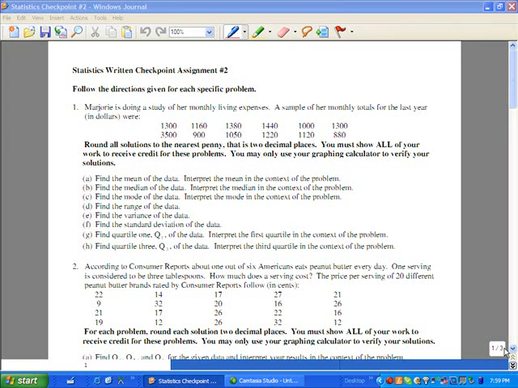Take a look and give some guidelines for checkpoint assignment number 2. It says follow the directions given for each specific problem. In problem number 1, you're going to be practicing some material out of chapter 3. You're going to be given a data set. Here you have 12 months of data for Marjorie.